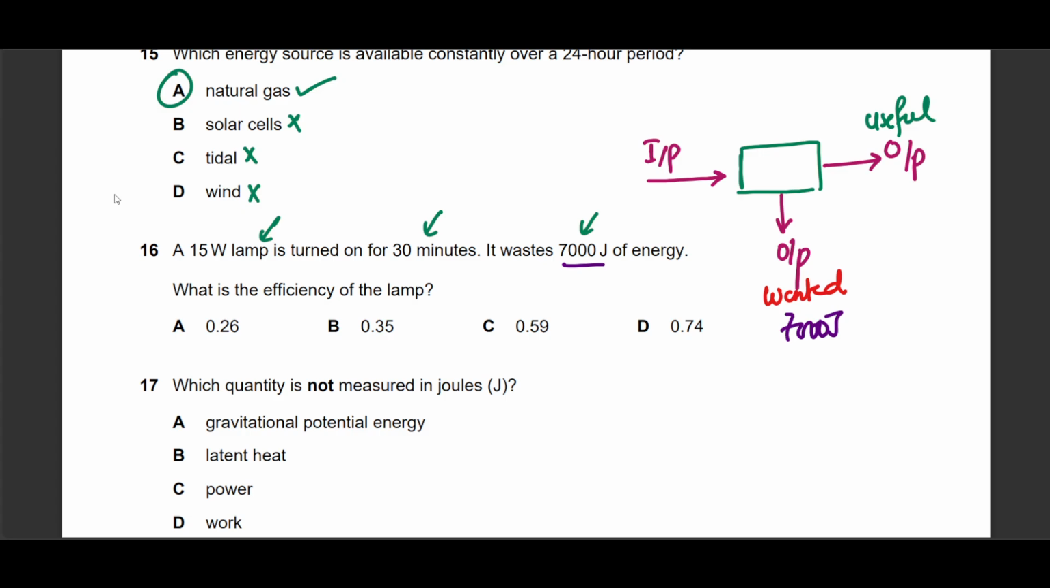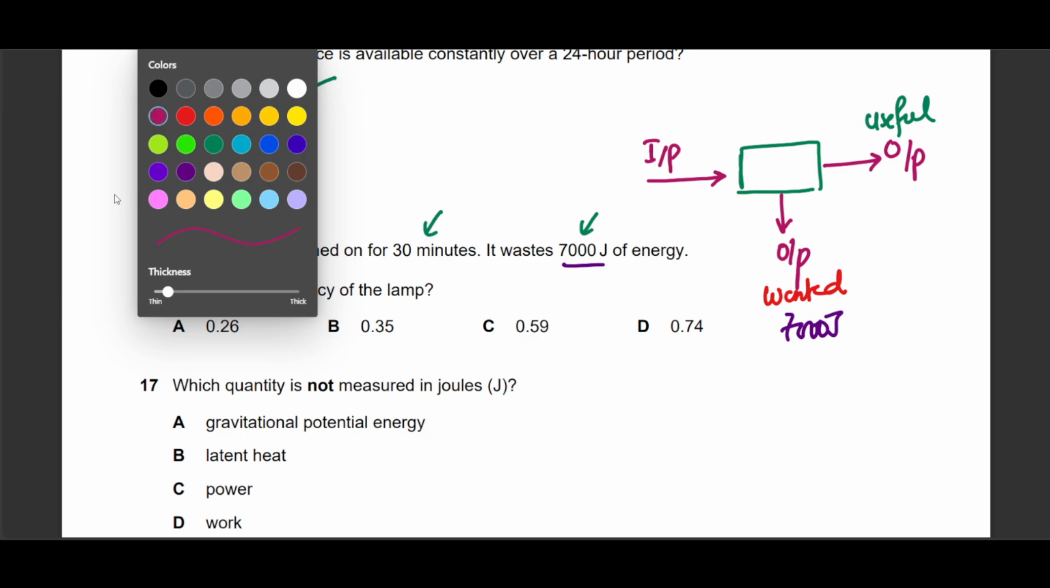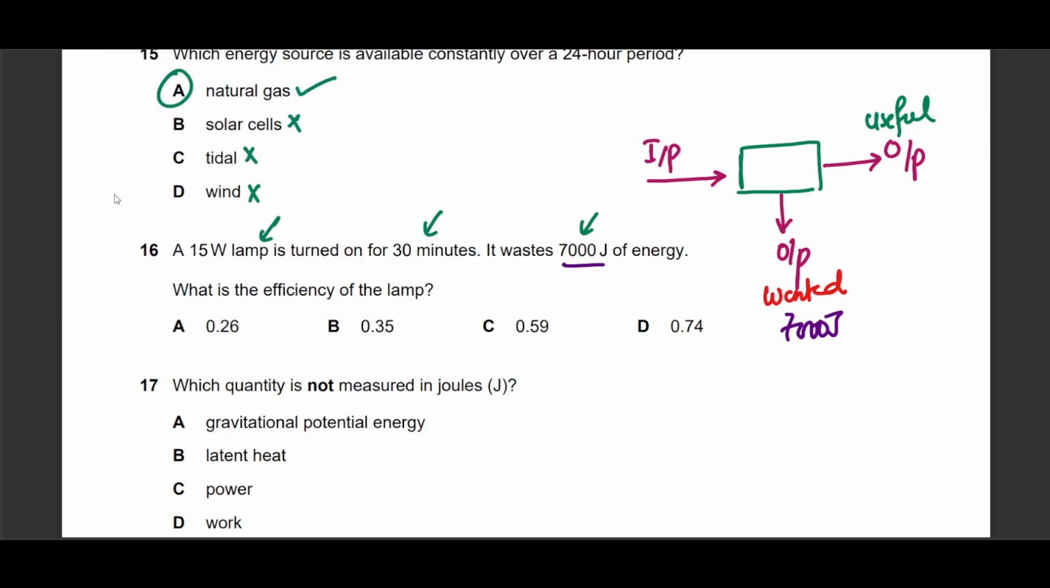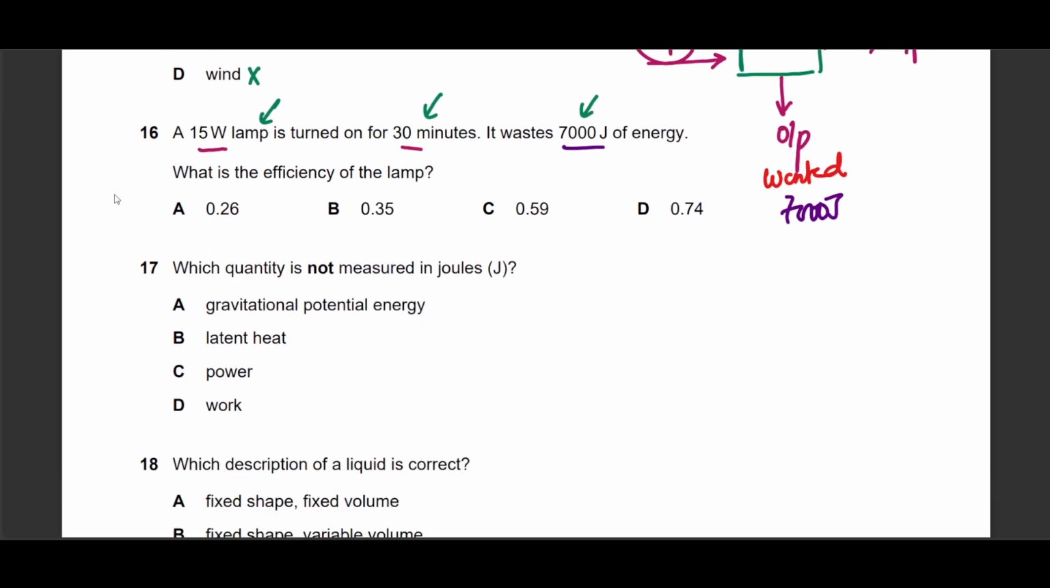But how much is the useful output? We don't know that. So can we figure out something else? Yes, we can. Because he says that it uses 15 watts for 30 minutes, which means that this is actually the input power or the input energy, the energy taken by the lamp. So can we find it? Yes, we can. It's very easy because the formula for power is equal to energy divided by time.